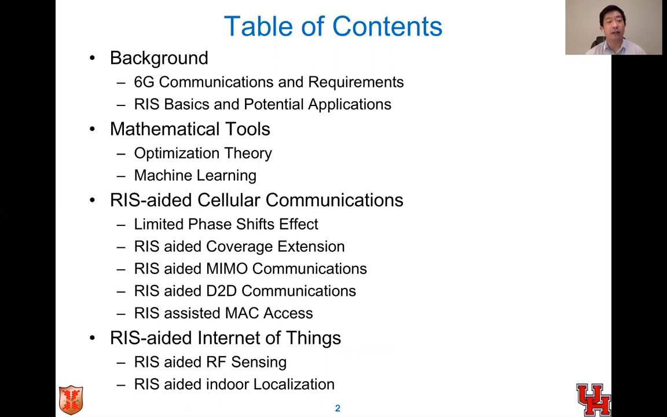In the table of contents, first we talk about the RIS basics, and the second part is a review of optimization and machine learning, which is very boring for some of you who are already experts, but allow me to introduce it here. After that, we talk about RIS-aided cellular communication: with RIS, what we can do to improve cellular performance and resource allocation. This is the third part, and the last part is RIS-aided Internet of Things, with RIS sensing and indoor localization hardware implementation, where we try to show you some of our results. We will have a 15-minute break after the mathematical tools, and then we continue.